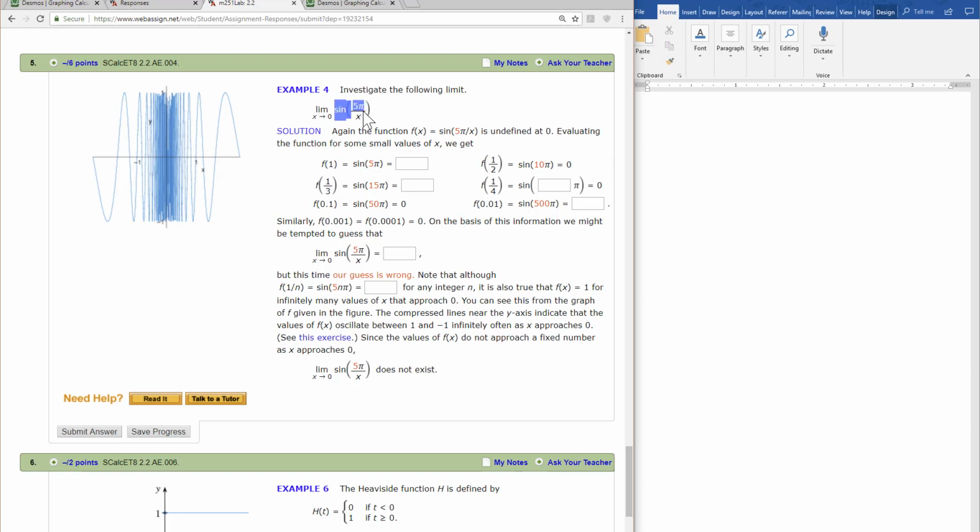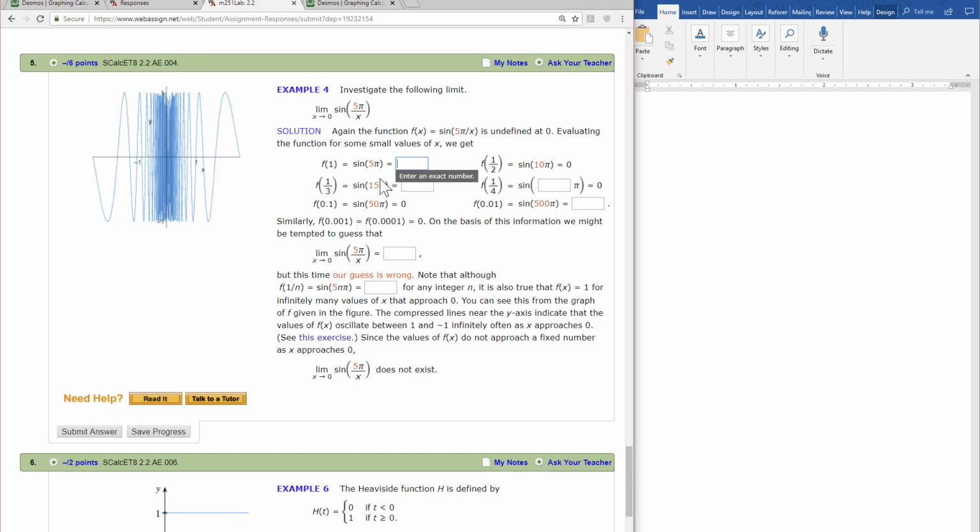We have sine of 5 pi divided by x. So it gives us a solution, but they're asking us to put in some values. So the function f of x equals sine 5 pi over x is undefined at 0, so we can see that there's an issue there. Evaluating the function at some small values of x, we get whatever values we're going to get here. So when x is equal to 1, we have sine 5 pi. I don't know what sine 5 pi is.